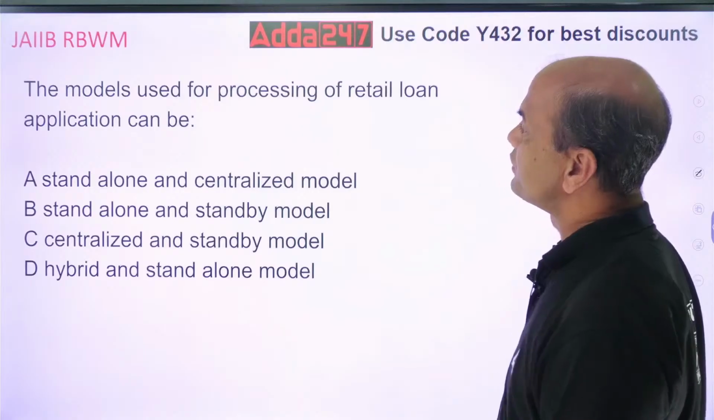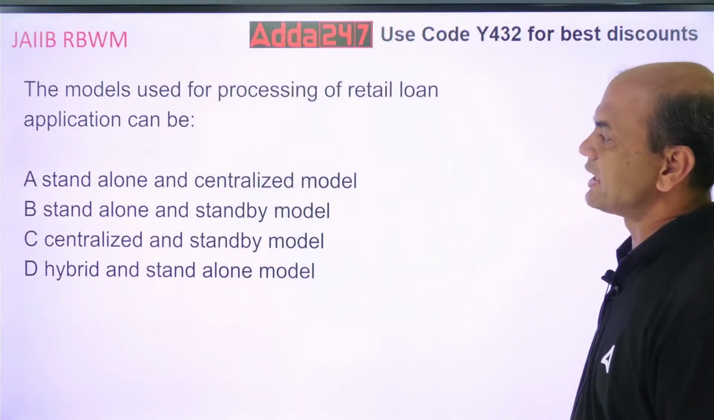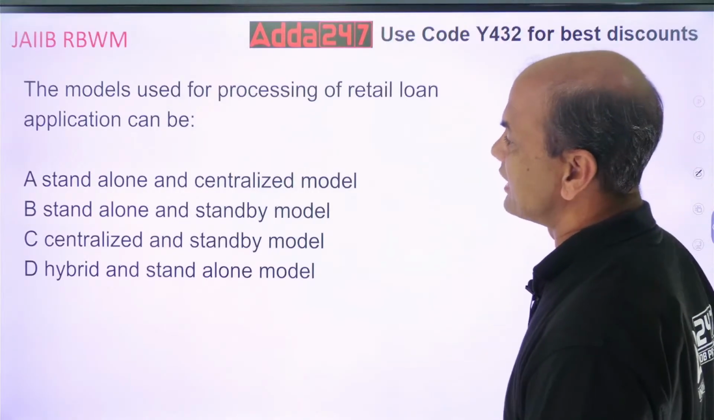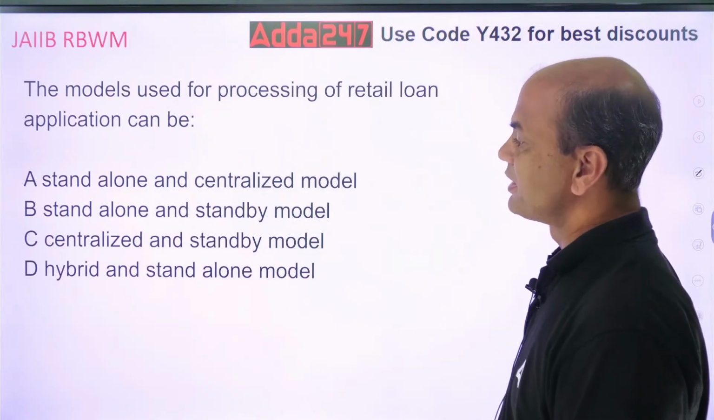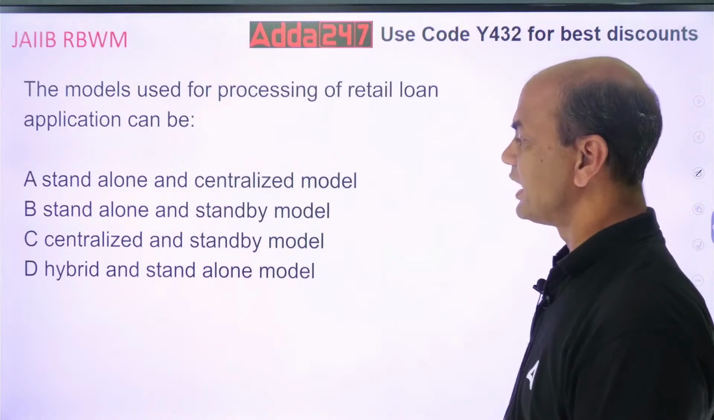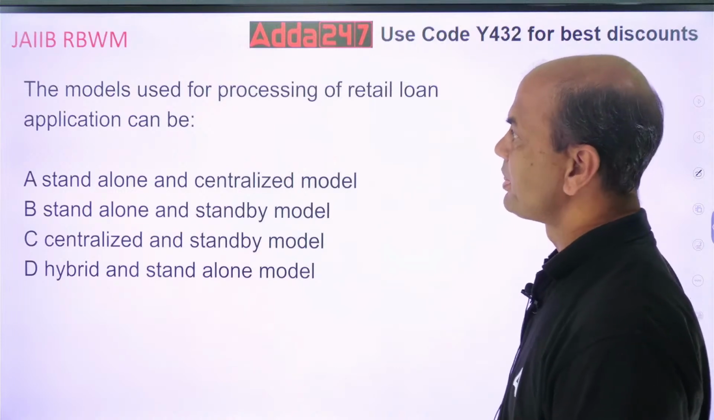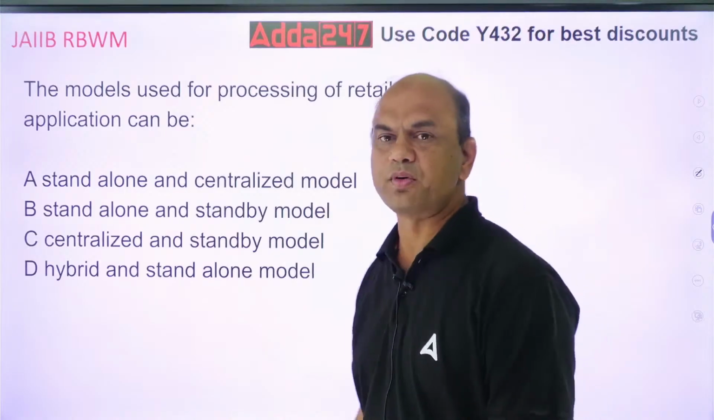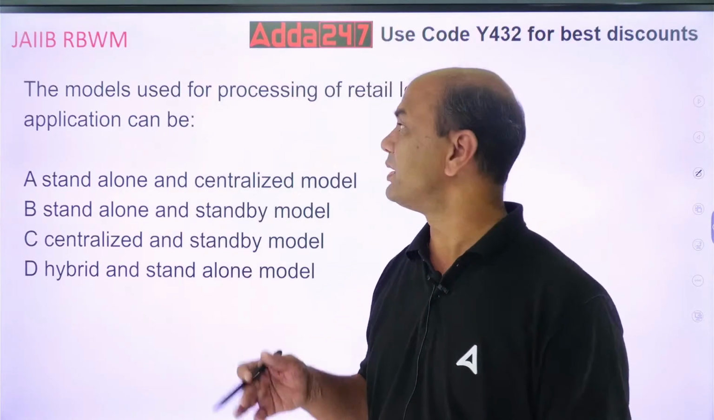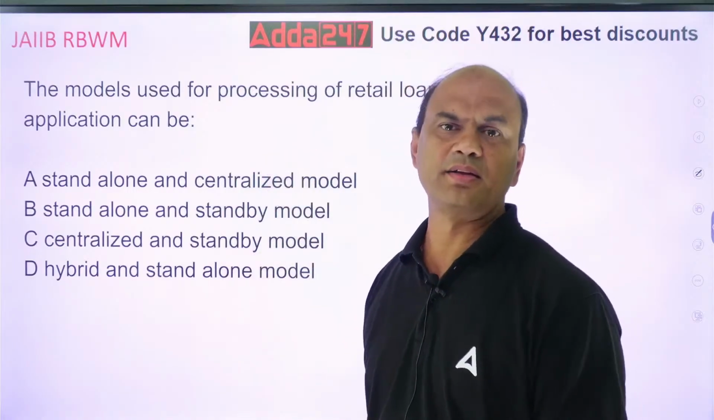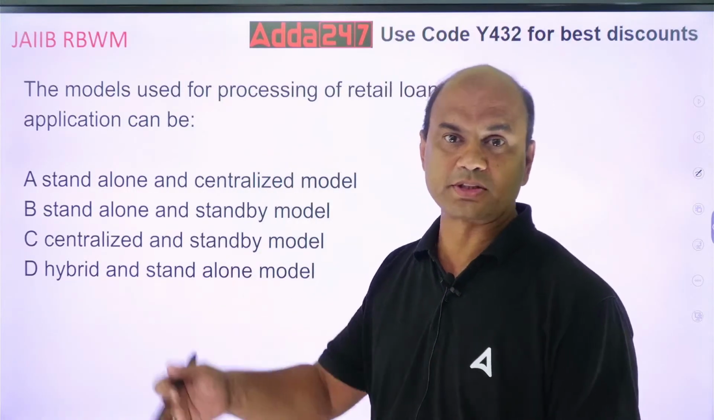The models used for processing the retail loan application can be standalone, centralized, standby, centralized and standby, hybrid and standalone. So which models will be used for processing of loan applications? See, models means what is the system of processing?